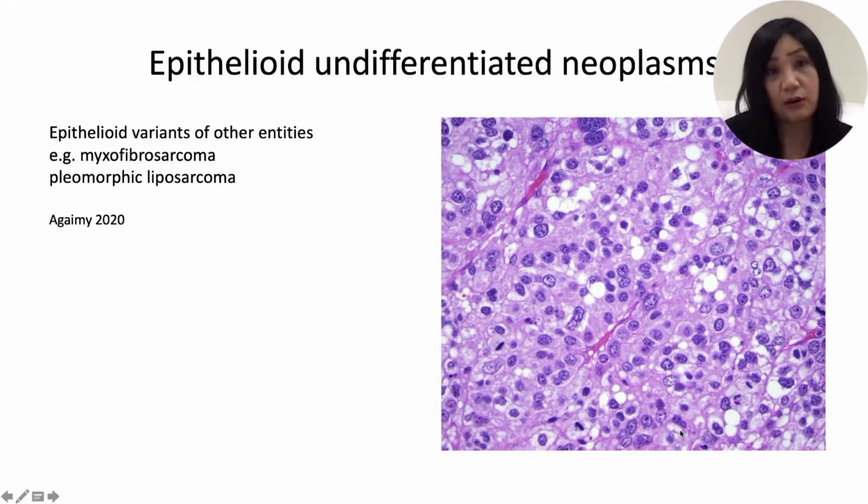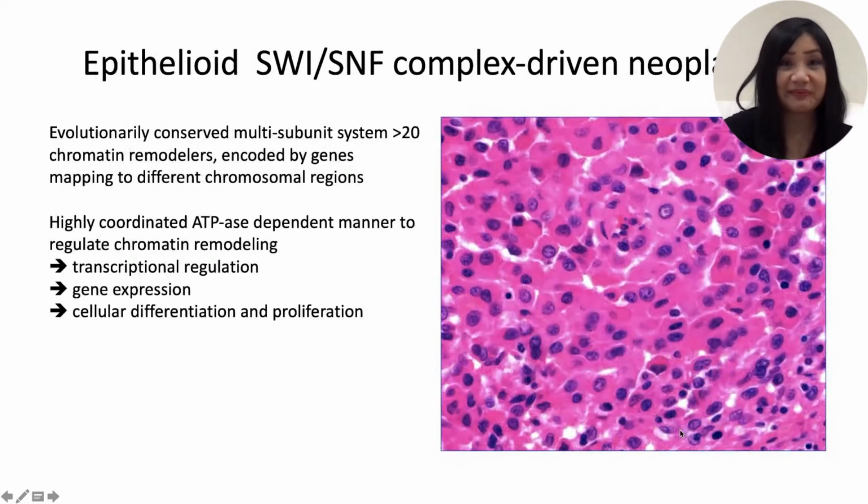The final thing is for us to not forget epithelioid variants of other entities. So other sarcomas, we talked about the epithelioid variant of pleomorphic liposarcoma. Epithelioid variants can also occur in myxofibrosarcoma and rhabdomyosarcoma, etc. So now let's focus on epithelioid SWI/SNF complex-driven neoplasms.